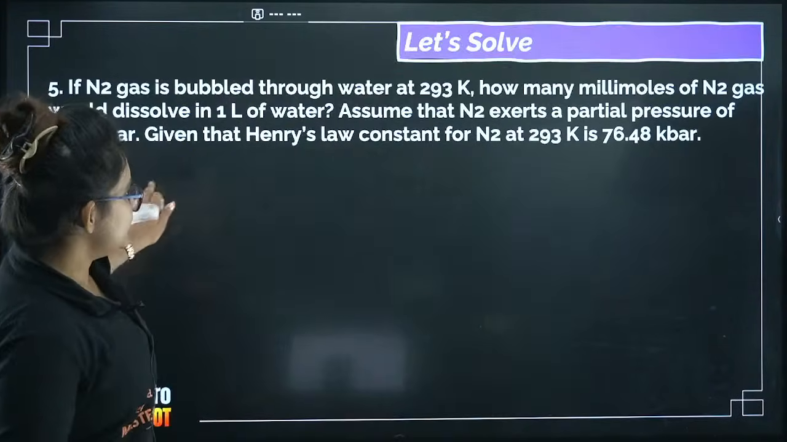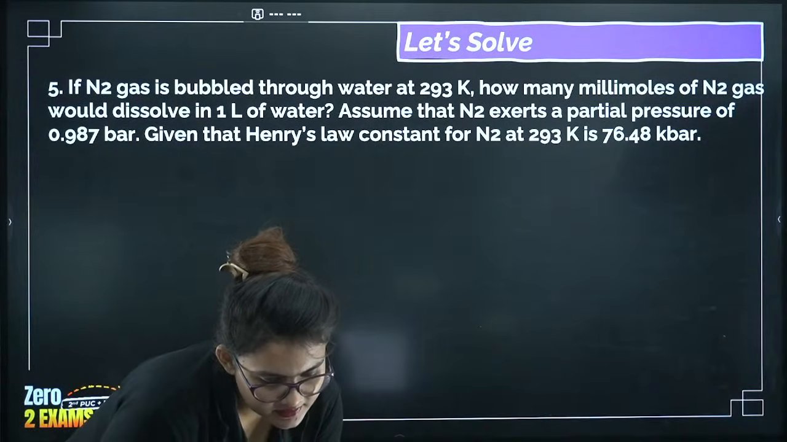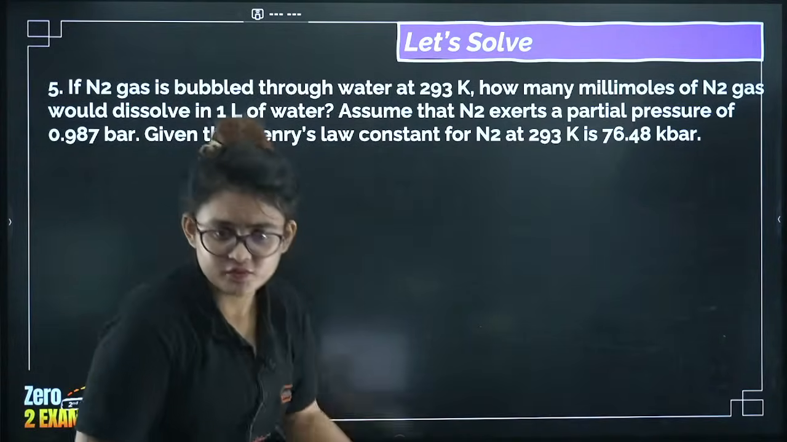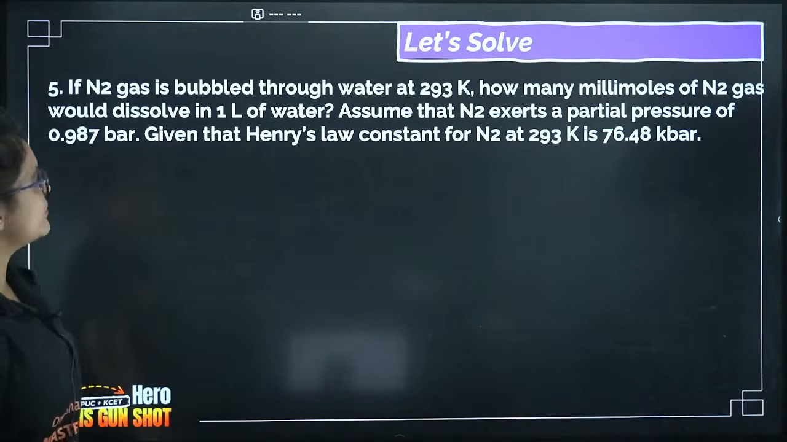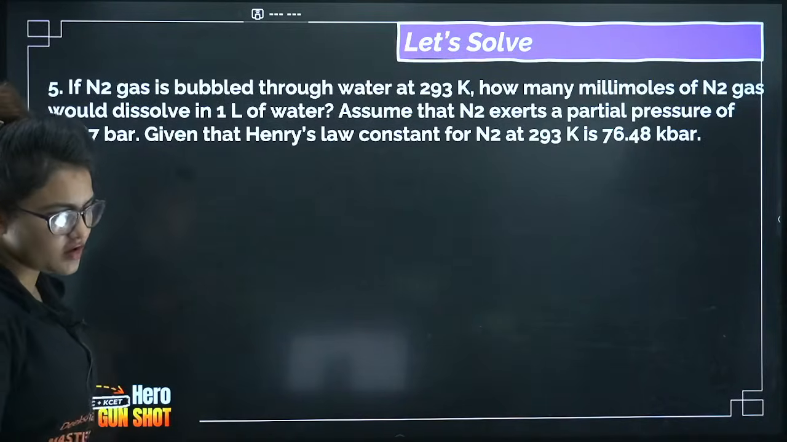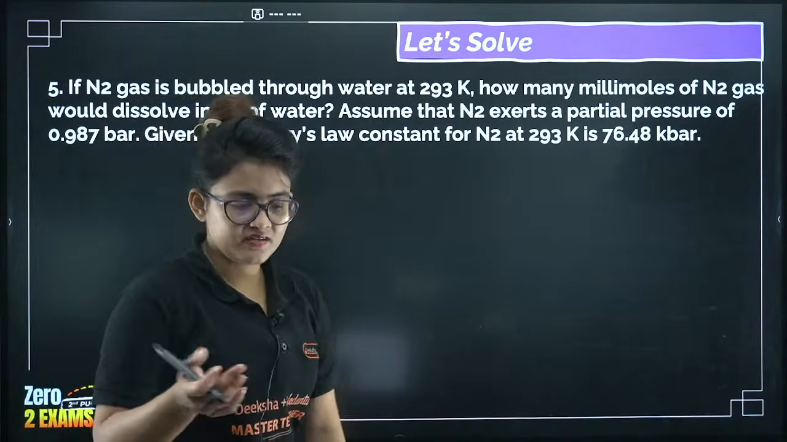Okay, so let's proceed. Here you can see the question. So someone is asking the millimoles, right? Okay, we will solve it here. You can see, if N2 gas is bubbled through the water at 293 Kelvin, how many millimoles of N2 gas would be dissolved in 1 liter of water? So here we are going to apply definitely your Henry's law.